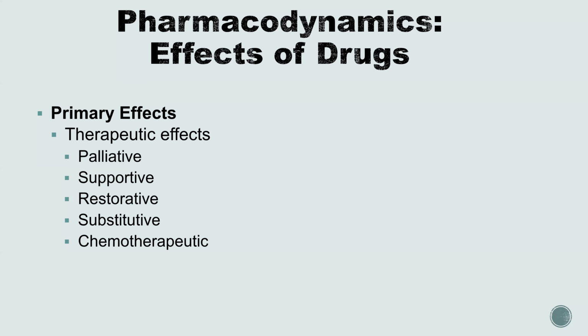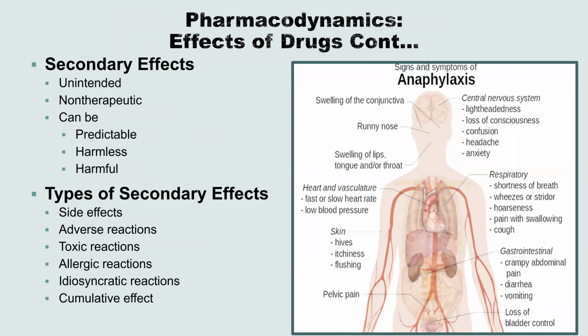And then there are chemotherapeutic effects. This is going to destroy disease-producing microorganisms and body cells. And we know that that's typically for cancer, right? And then there are restorative effects. This is going to return the body to, or maintain the body at, optimal levels of health. Okay, for example, protein supplements for our patients who are at risk for skin breakdown or malnutrition. Okay. So those were our primary effects. Now we're going to go over our secondary effects.